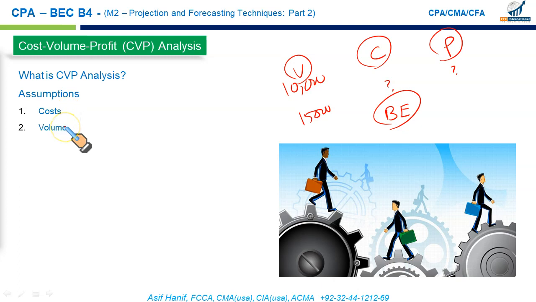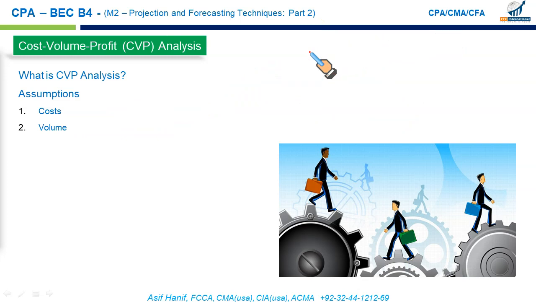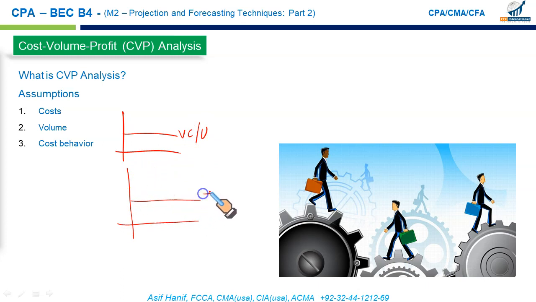Second, volume. The second assumption is that volume is the only relevant factor that affects your profits, that affects your cost, and that affects your sales. There are other things also, but let us just believe these for the time being. Volume is the only factor that affects the cost and the revenues. Cost behavior is assumed to be linear. Your variable cost per unit is assumed to be constant in the short run. Your total fixed cost is assumed to be constant in the short run.